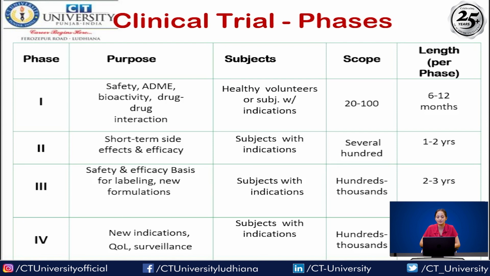For phase 1, the purpose is safety, to evaluate absorption, distribution, metabolism, excretion, bioactivity, and drug-drug interactions, which we will find in phase 1. It uses healthy volunteers, the scope is 20 to 100, and the length of the phase is 6 to 12 months. In phase 2, the purpose is short-term side effects and efficacy. We evaluate the short-term side effects as well as the efficacy of the new medications. The subjects are patients with the indications, several hundred to 300 patients, and it takes 1 to 2 years.